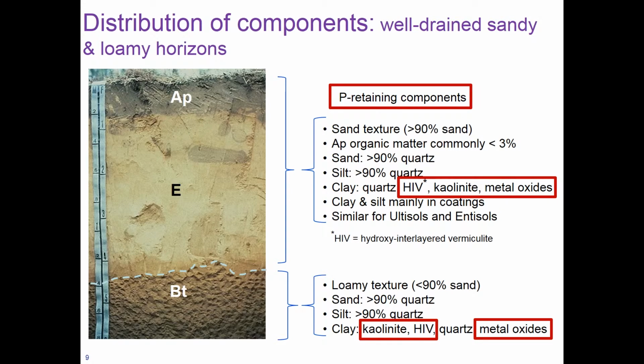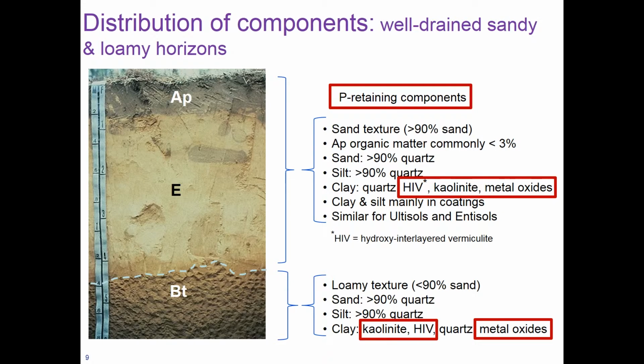If we look at the phosphorus retaining components, primarily that would be in the sandy part of the soil, hydroxy-interlayered vermiculite, kaolinite, and aluminum and iron oxides. And in the Bt part of the soil, the loamy part, it would be kaolinite, hydroxy-interlayered vermiculite, and metal oxides. The only difference there is kind of a switch between kaolinite and hydroxy-interlayered vermiculite, with kaolinite being more dominant in the Bt.